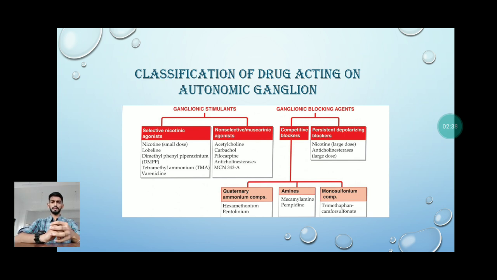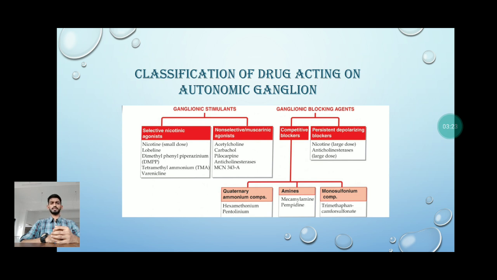So what are the drugs which act on the ganglion? Two types of drugs act on the ganglion, either by stimulating or by inhibiting. By stimulating, there are two ways to stimulate the ganglion. First by nicotinic action and second by muscarinic action. The selective nicotinic agonists are nicotine, lobeline, DMPP, TMA, varenicline. And the muscarinic agonists are acetylcholine, carbachol, pilocarpine, anticholinesterase, etc.